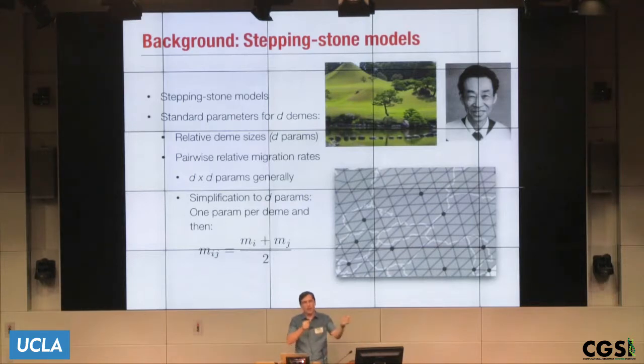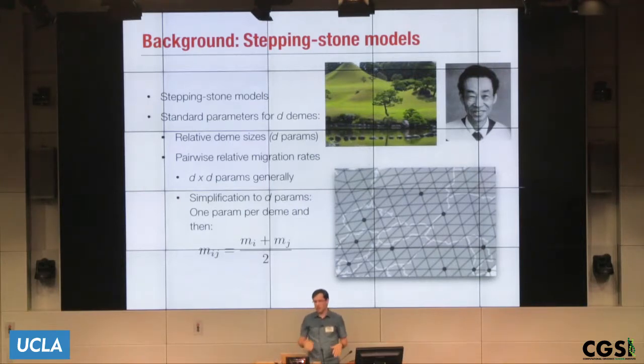And then you need pairwise relative migration rates, which most generally would be a D by D migration matrix. We simplify this, in the constructions we're going to use, to have just one migration rate per deme, a migration rate associated with each deme. And then for each edge with a neighboring deme, you take the average of the migration parameter of that deme with its neighboring deme to determine the migration occurring across the edge. Okay. So we end up with D parameters for migration.